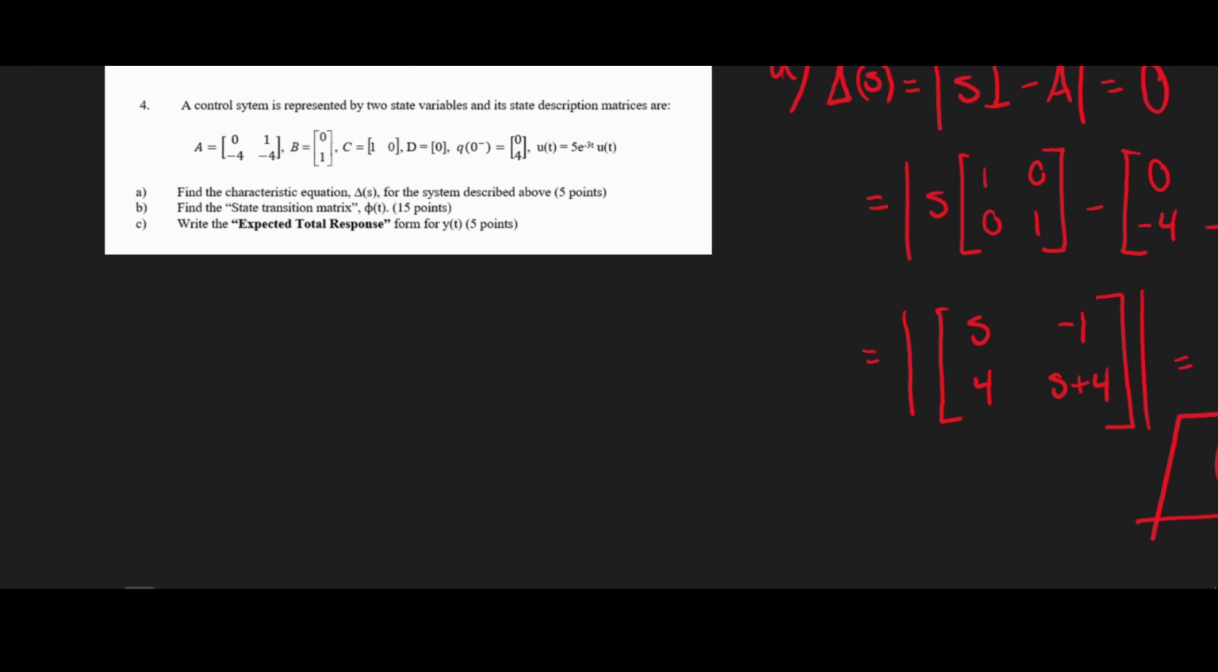For part B, the state transition matrix in the S domain is equal to Si minus A, that quantity to the negative 1, which is equal to 1 over the characteristic equation times Si minus A.